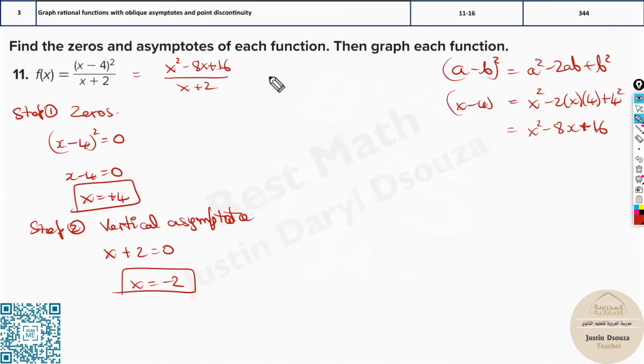And then we have step 3, the very important one, the oblique asymptote. Since over here the degree is just more by 1, I'll directly go with the oblique asymptote. So how do we do this? We do the long division. Now you can't use this whole square term; you have to expand it, and whatever is up, we write first.